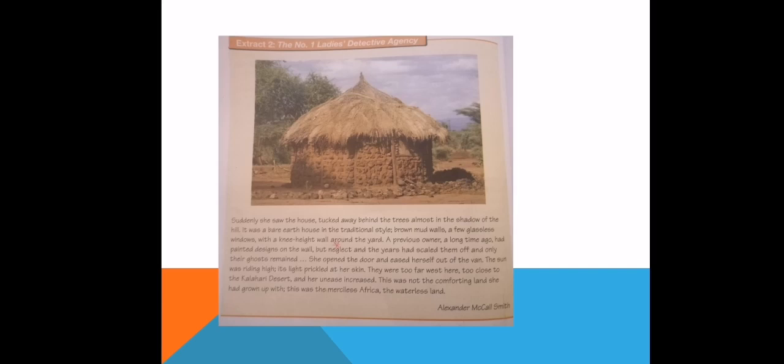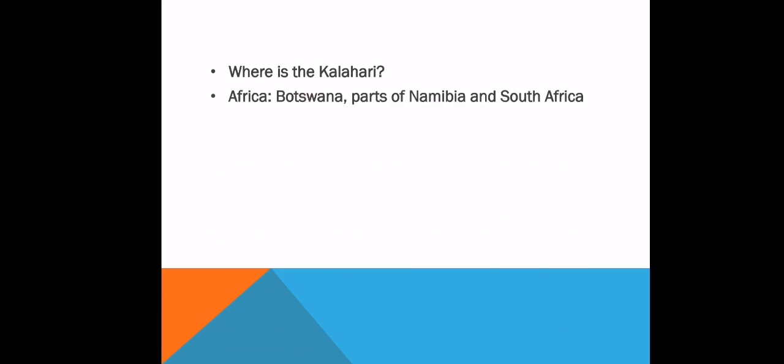All right, so first of all, they describe where the house is located, and it's tucked away behind trees, almost in the shadow of a hill. But before we get into all of that, where is the Kalahari Desert? It is in Botswana, parts of Namibia, and it's located generally in the southern parts of Africa. And how is Africa described in the text? In the last sentence, it's described as merciless. So not the easiest place to live in, and it's described as waterless as well.